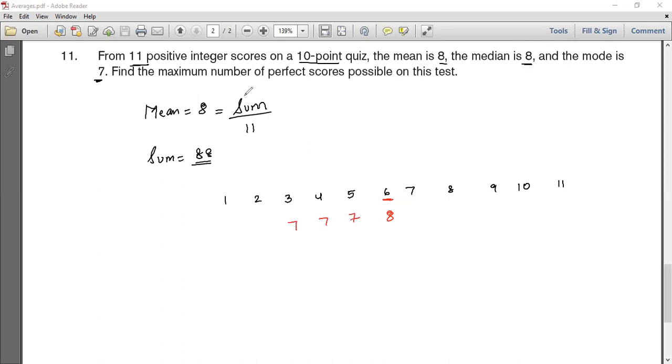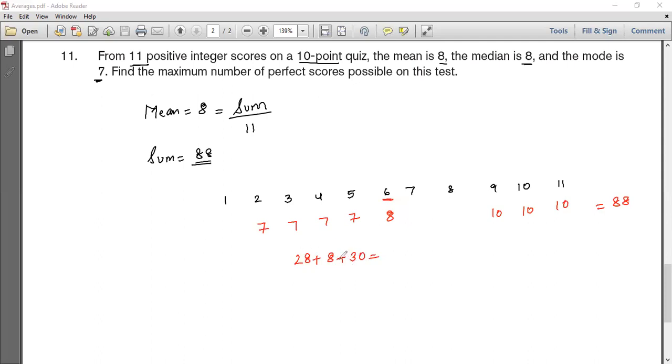Okay. And they're also saying find the maximum number of perfect scores possible on this test. So the perfect scores, let's say this is 10, 10, 10. So if 7 is appearing 3 times, and this is appearing 3 times, so 10 could also be the mode. So 10 cannot be the mode, so we have to add 7 here. Now let's just quickly take the possible sum. So this is 7 plus 7 into 4, which is 28, plus 8 plus 30, because all of them have to add up to 88.